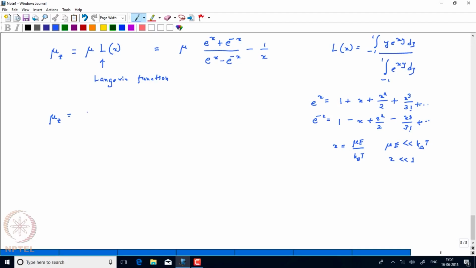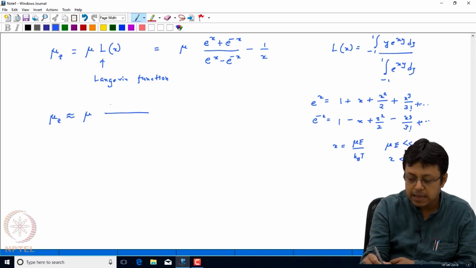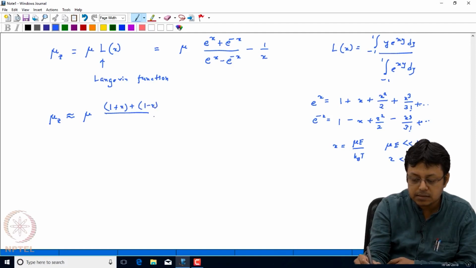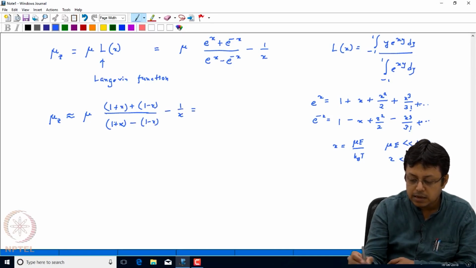And then the mu z will have the form of mu, and then this first term, e to the power x minus e to the power minus x, if we just approximate it to be say 1 plus x plus 1 minus x for e to the power minus x. In the denominator we'll have a minus sign and minus 1 minus x. Now what we see here is that it is basically mu times the entire thing.